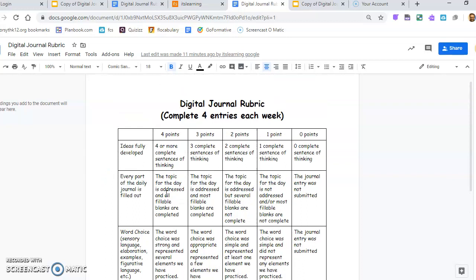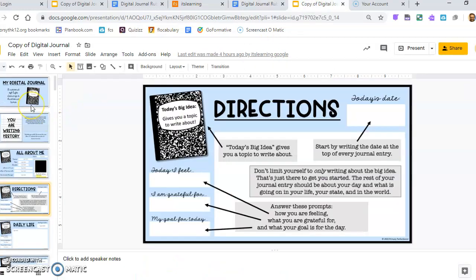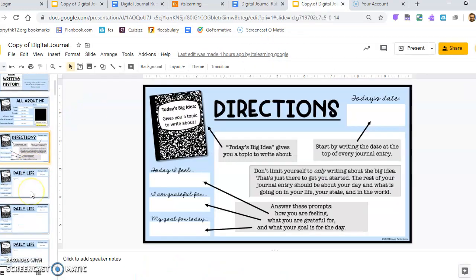Now, I'm not going to look at your responses each day. At the end of the week, you have 4 days that you need to respond. You don't have to do it on Friday. Remember, Friday is a catch-up day. But you do have to do 4 a week, and then you'll submit it, and I will look at it there.